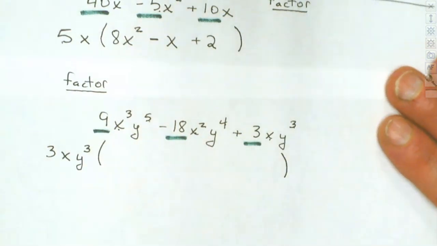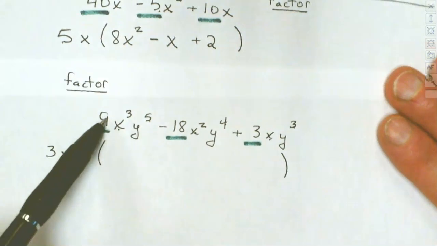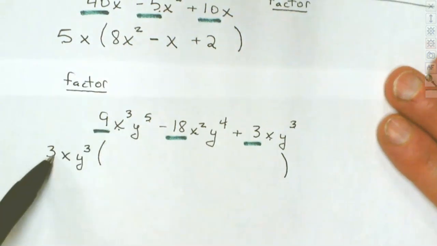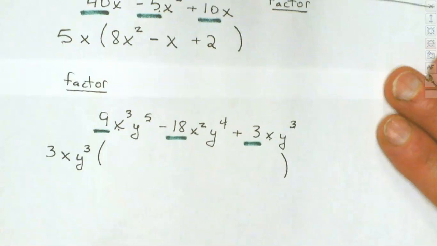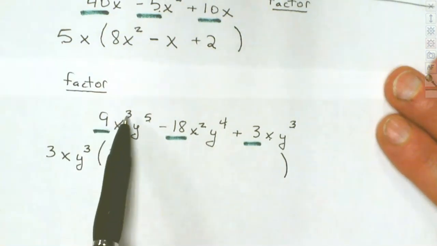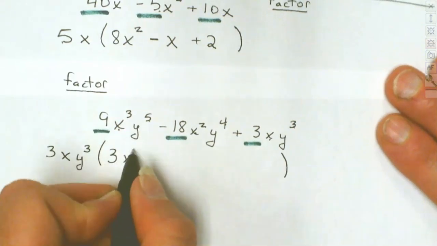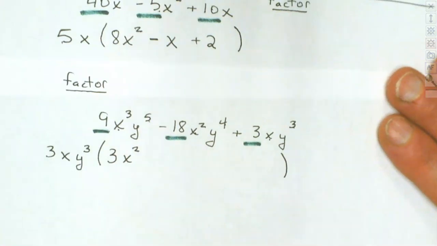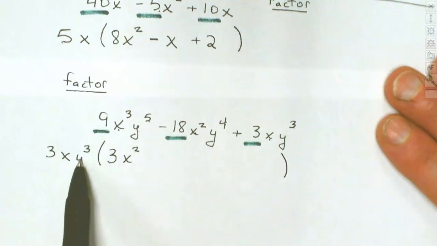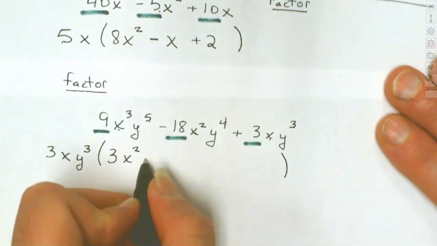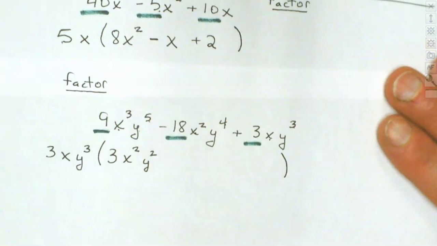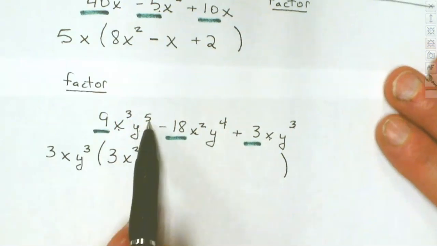Then we start dividing. 9 divided by 3, that's a 3. How many x's do we have? We have 3. Take out 1. That leaves you with an x squared. What about the y's? 5. Take out 3. That leaves you with a y squared. Because 3 and 2 makes 5. They have to add together to give you the original.